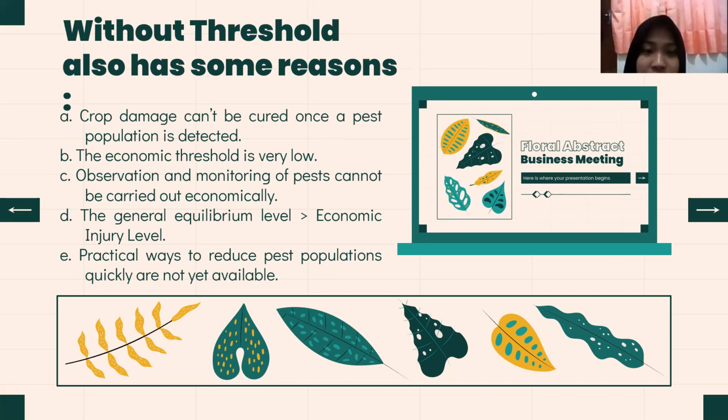Without threshold also has some reasons. First, crop damage cannot be curbed once a pest population is detected.